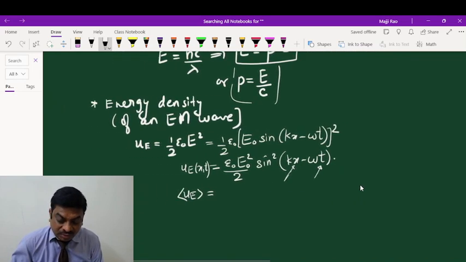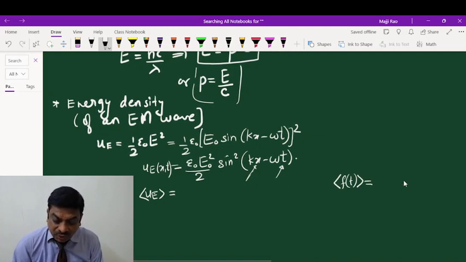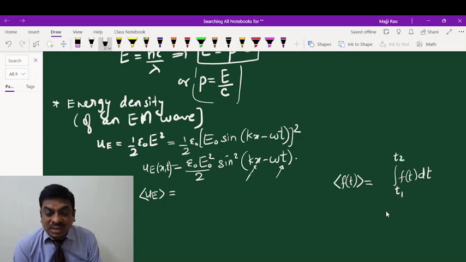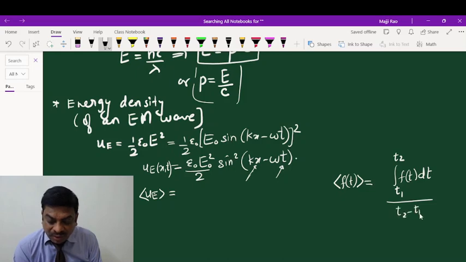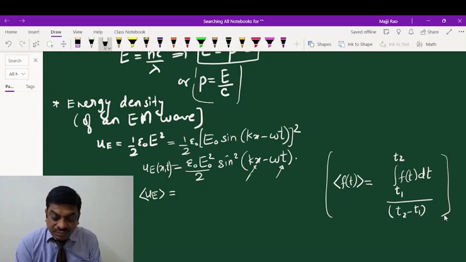I will write this formula. In general, for any time dependent function, the average value is calculated like this. You integrate the function with respect to time for whichever time interval you want to take the average. Suppose you want to take the average between the instants t1 to t2. Then you have to integrate between t1 to t2 and divide by the time interval. This is how we find the average of a time dependent function.